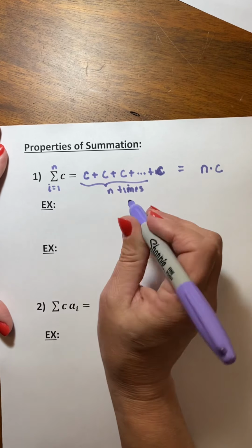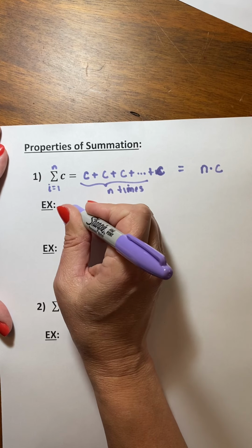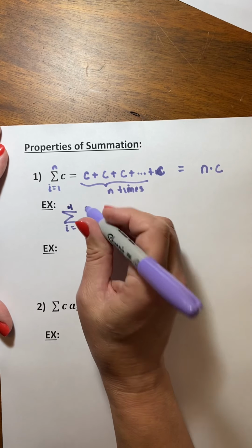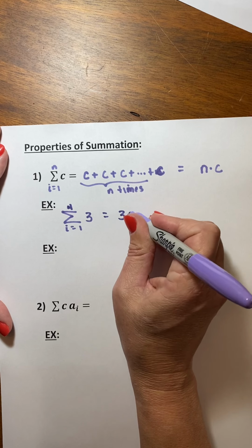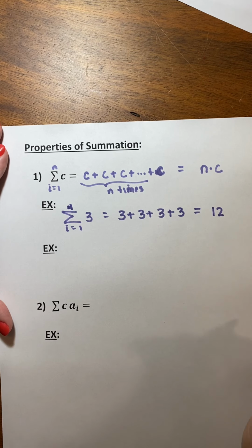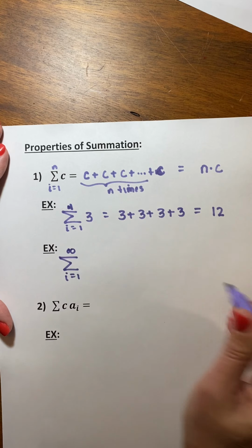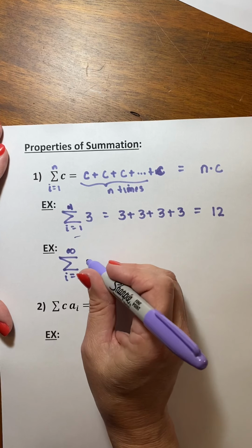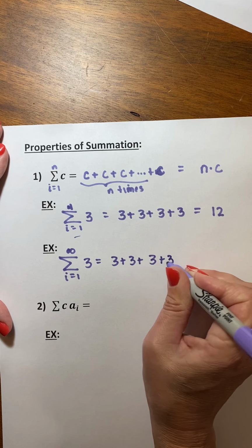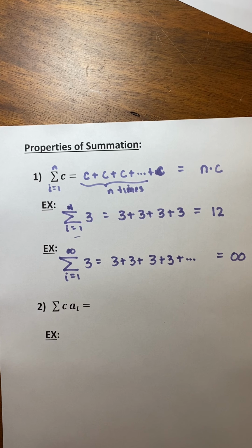So if I said, find this sum, i equals 1 to 4 of 3, that just means 3 plus 3 plus 3 plus 3, which would be 12. But if I said 1 to infinity, we could have just done 3 times 4, but this would just keep adding 3 together forever. If we kept adding 3, it would never be bounded. It would go to infinity.